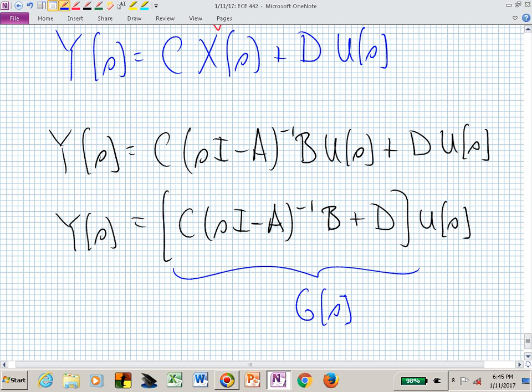We'll find something very similar when we start doing Z transforms of difference equations. And we'll find a capital G of z expression, or a transfer function. But you have a whole week to get back up to speed on this material.